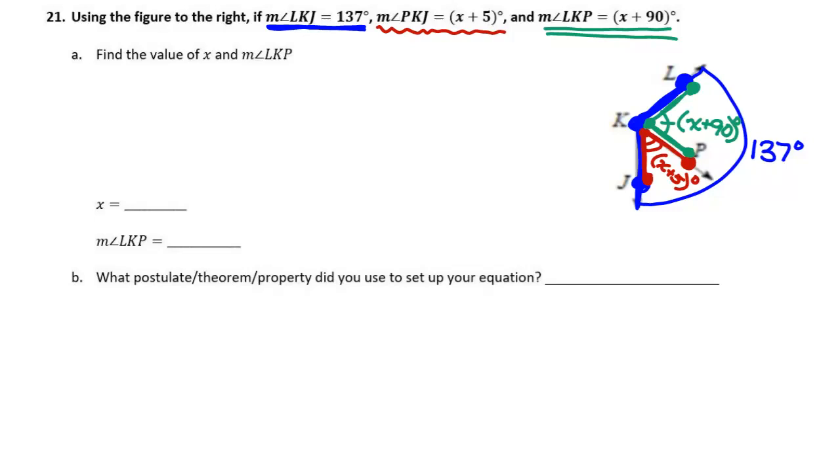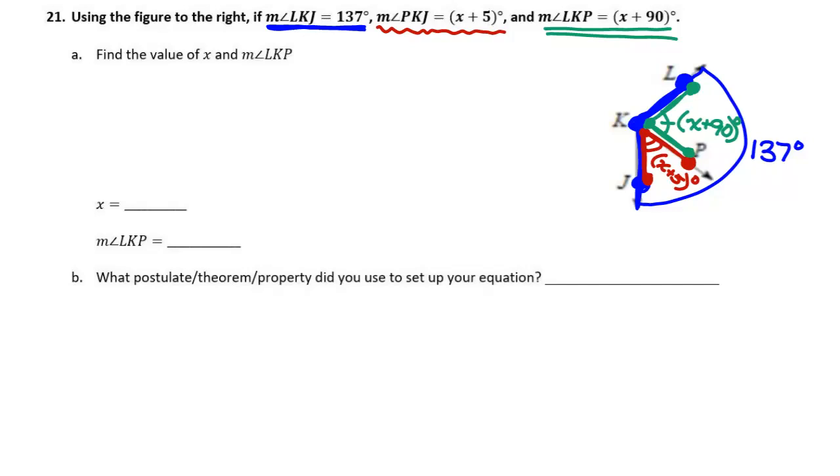LKJ, JKP, and LKP. What do you notice about the relationship between those 3 angles? I'm sorry, one more time. I heard they're all equal to, and then I can't hear the rest of what you're saying, and I apologize. They're all equal to 137 degrees. Yes-ish, with a little caveat.